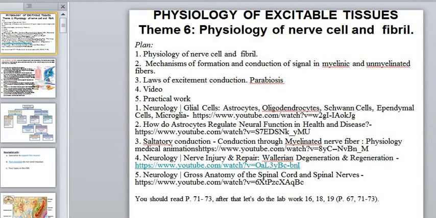Hello everyone! We continue to study physiology, and today we have practice 6, physiology of nerve cell and nerve fiber. In general, physiology of the nerve system. Let's start studying it from the periphery, and today our lesson will be devoted specifically to nerves and nerve fibers.